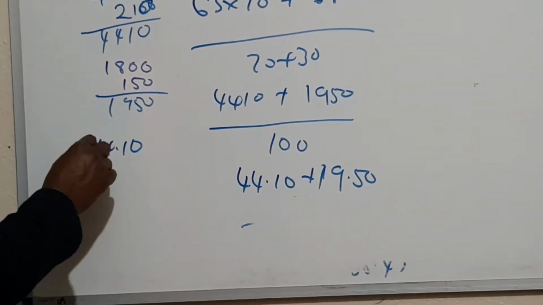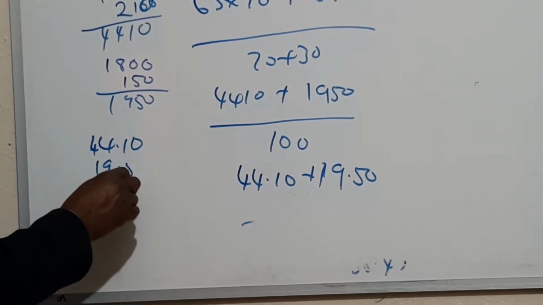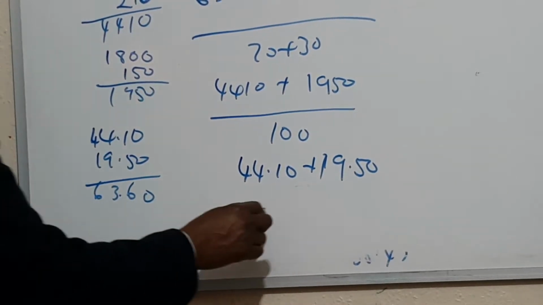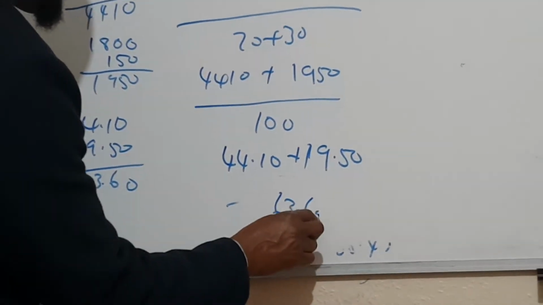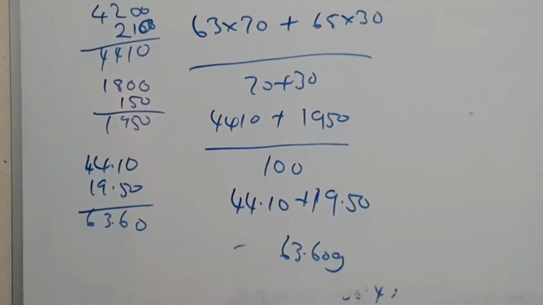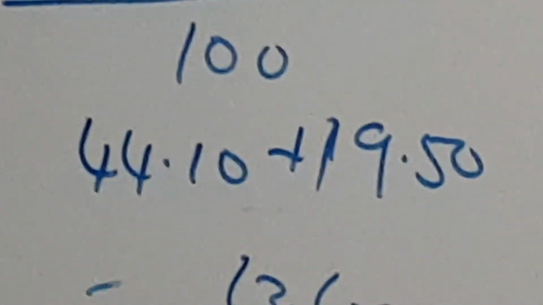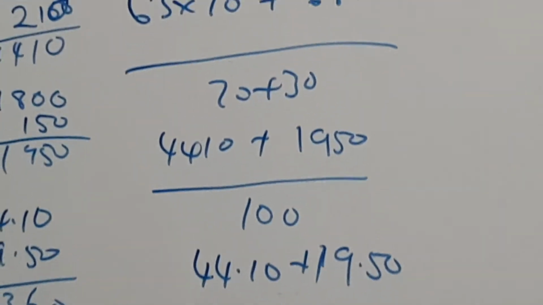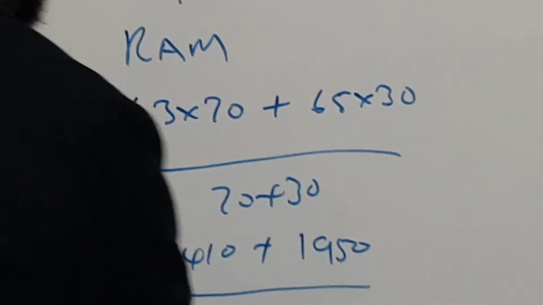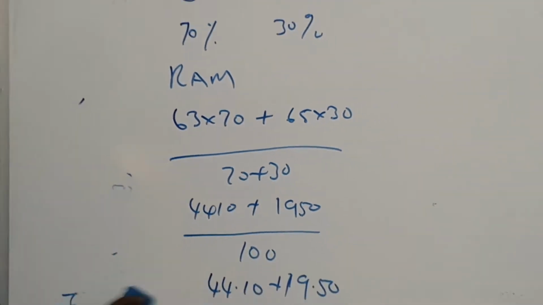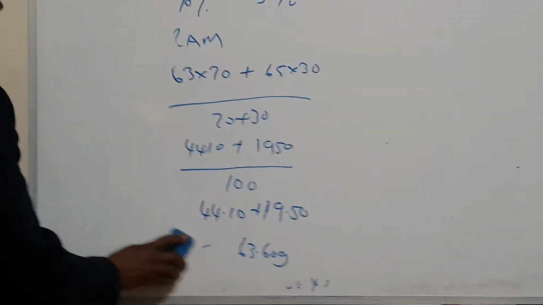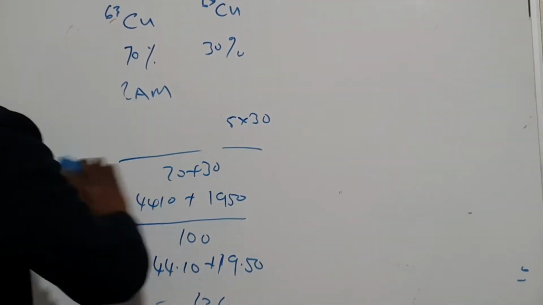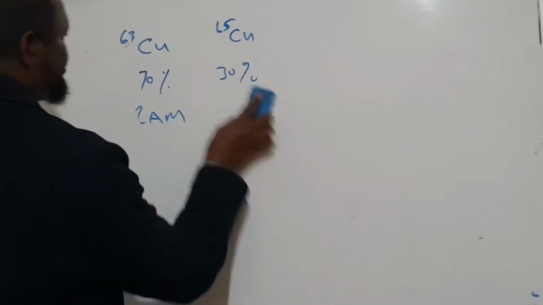44.1 plus 19.50. So it's 63.60 grams. So the relative atomic mass of that isotopes of copper is 63.60. Okay? So I'll give you time to work on it. But this is a digression, because when I say it in a forum, many people cannot work it out. You understand? So I say, let me solve it.